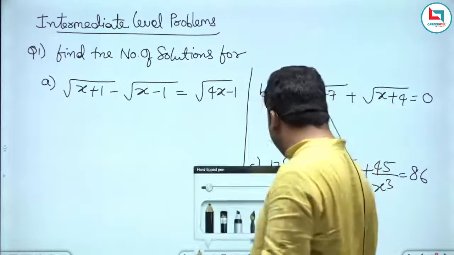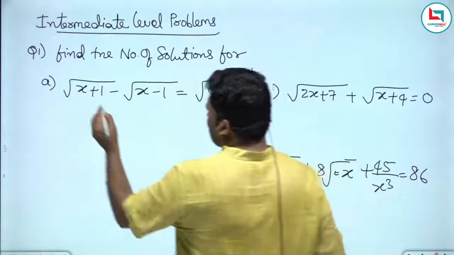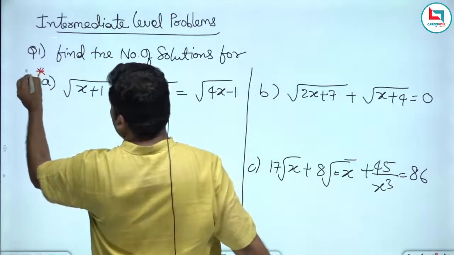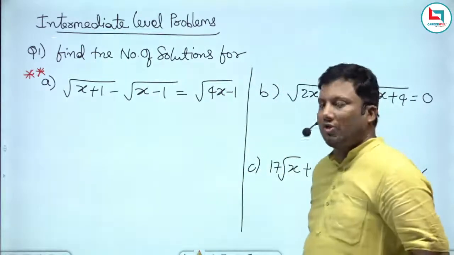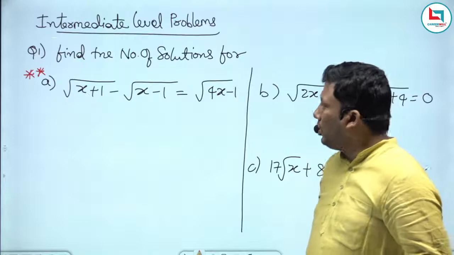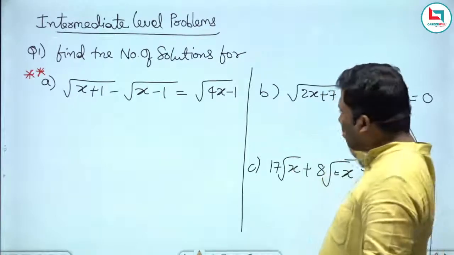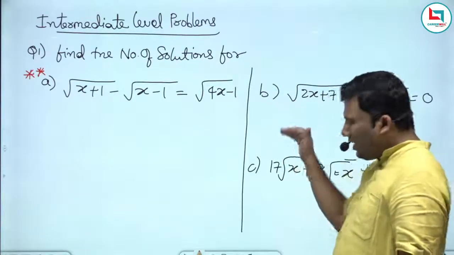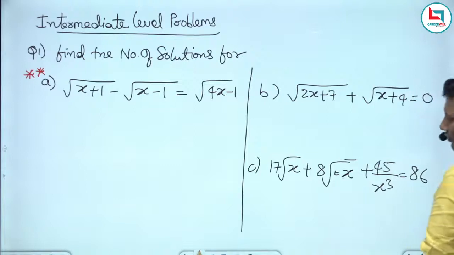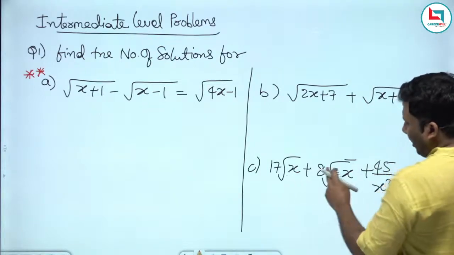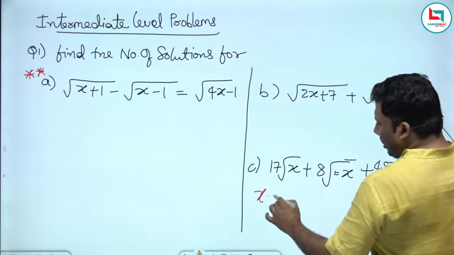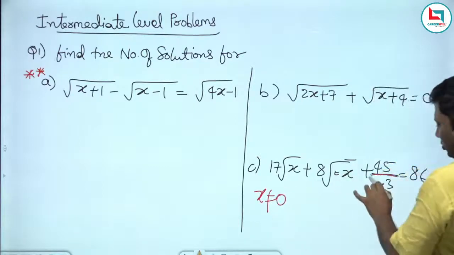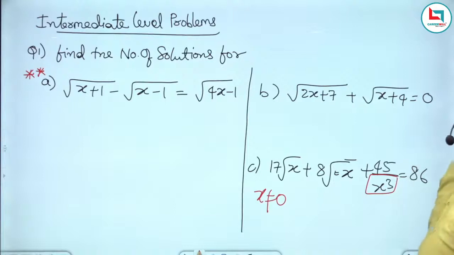Root of x plus 1 minus root of x minus 1 equivalent to square root of 4x minus 1. This is an extremely good question. The second and third are very easy. Now if you see here, 17 root x, 8 root of minus x, 45 by x cube. X cannot be equivalent to 0 because x is there in the denominator.